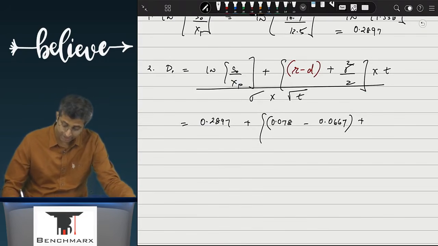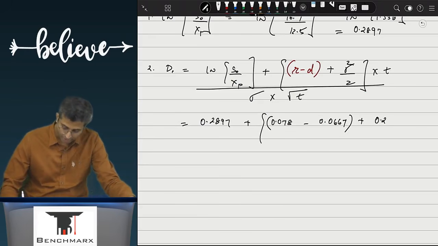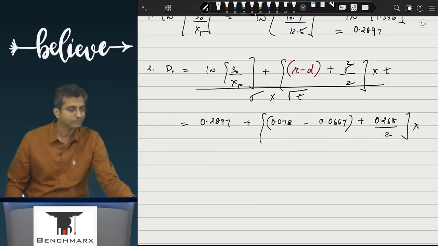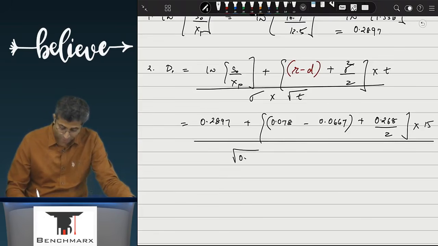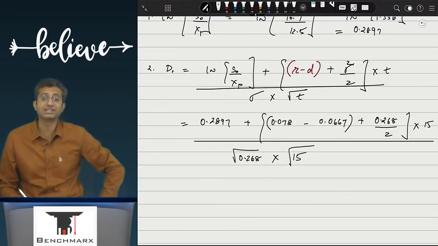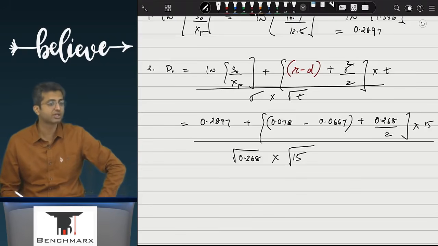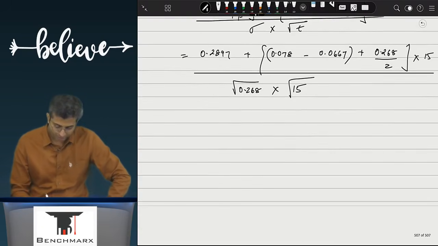Plus variance. Is that standard deviation or is that variance? Is it already squared? Do I need to square it again? No. Divided by 2 into T. What is T here? 15 years, upon standard deviation. Now do I need to square root 0.268? Yes, into root of T. This is root of 15. Remember, what is given as 26.8 is variance. Variance is standard deviation squared. You have to square root it to find the standard deviation. So over here, this is what?